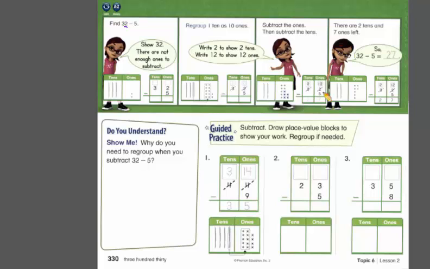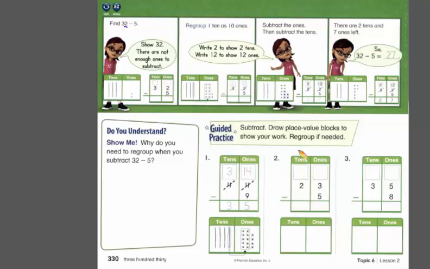So what does 32 minus 5 equal? How many ones left? 7. How many tens left? 2. So what is the difference? 27. Clear? So there are 2 tens and 7 ones left.